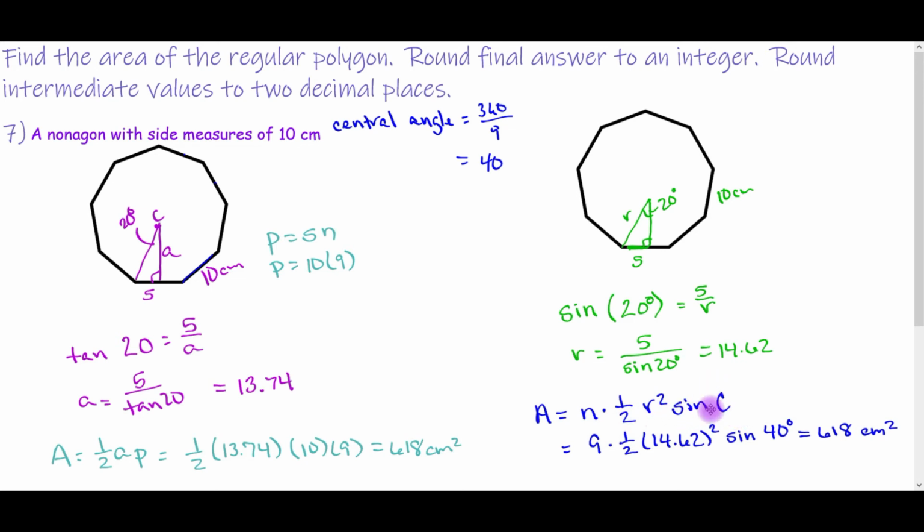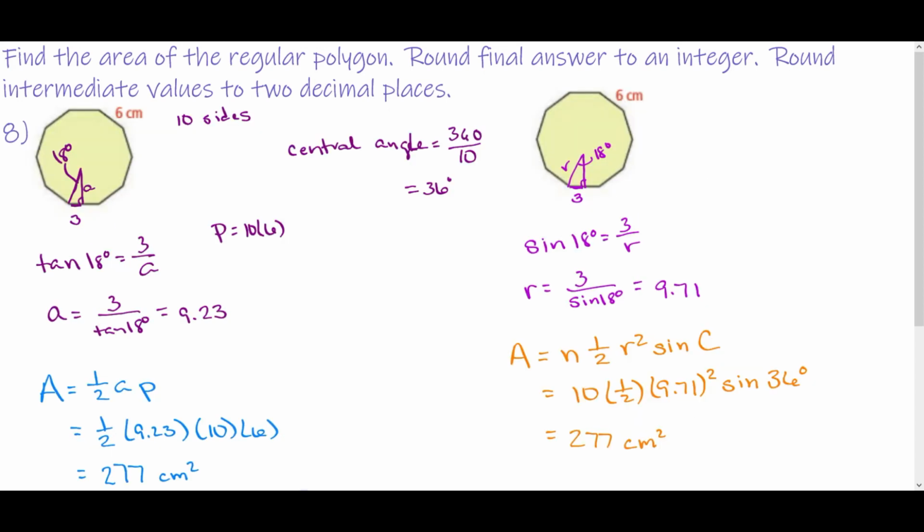Remember here when we use the central angle, we have to use the whole central angle, which is 40 degrees, not the part that's here. So now we're going to do 9 times 1/2 times my 14.62 squared times the sine of 40, which gives me about 618 again. Rounding to the nearest integer, you should get the same answer here. If you round to like 2 decimal places, you may get slightly different answers here because you're rounding in your intermediate value.